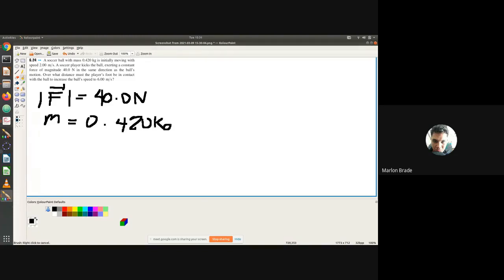And next is, initially moving. So the initial speed, tawagon nato na vi, is 2.0 meter per second. Over what distance must the player's foot be in contact with the ball to increase the ball's speed to 6.0 meter per second?